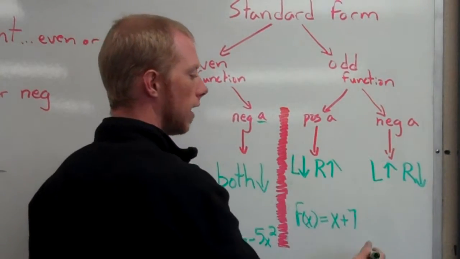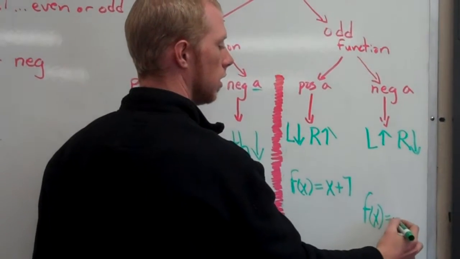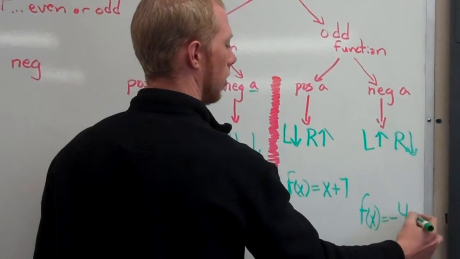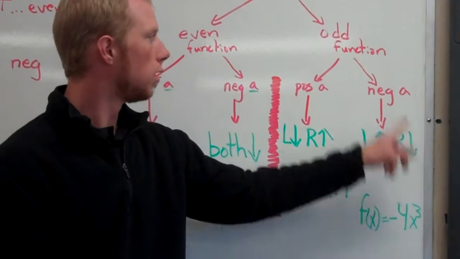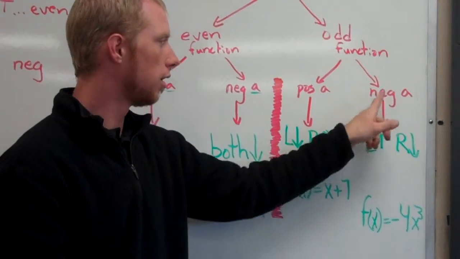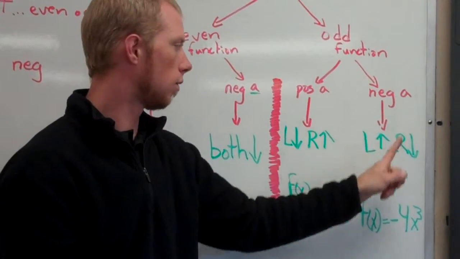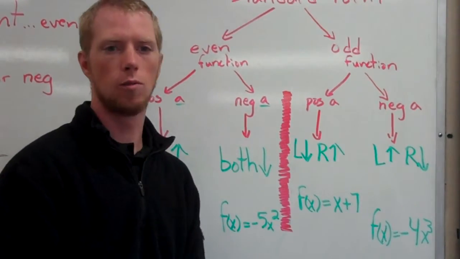If I had a negative A, it might look like f of x equals negative 4x cubed. The cube is odd, so that becomes an odd function. The negative 4 is my lead coefficient. It's a negative number. Left up, right down. And that's how you determine end behavior.